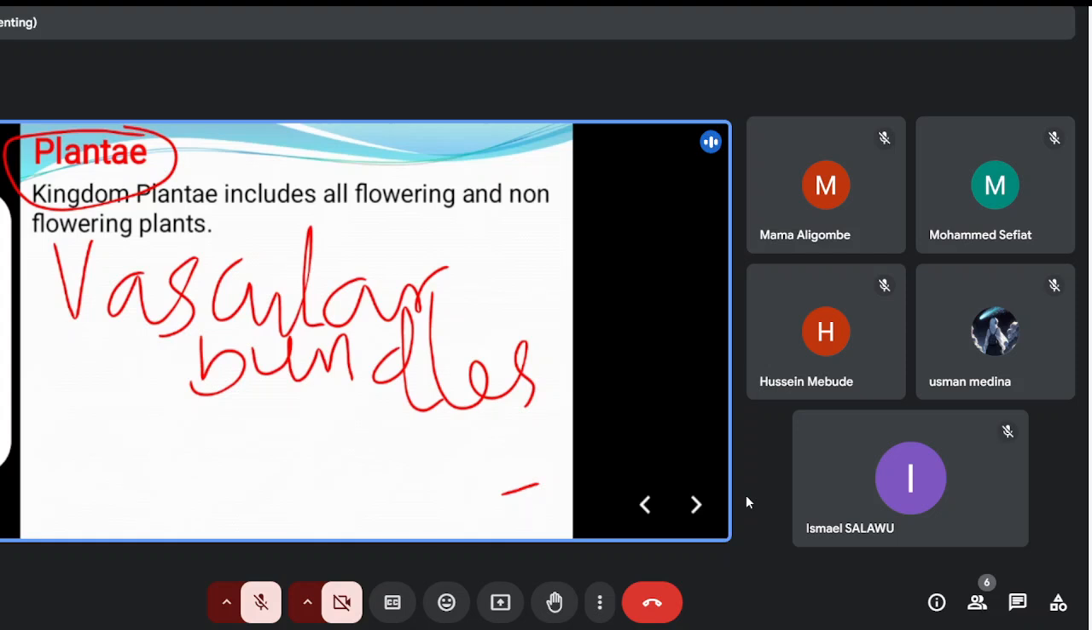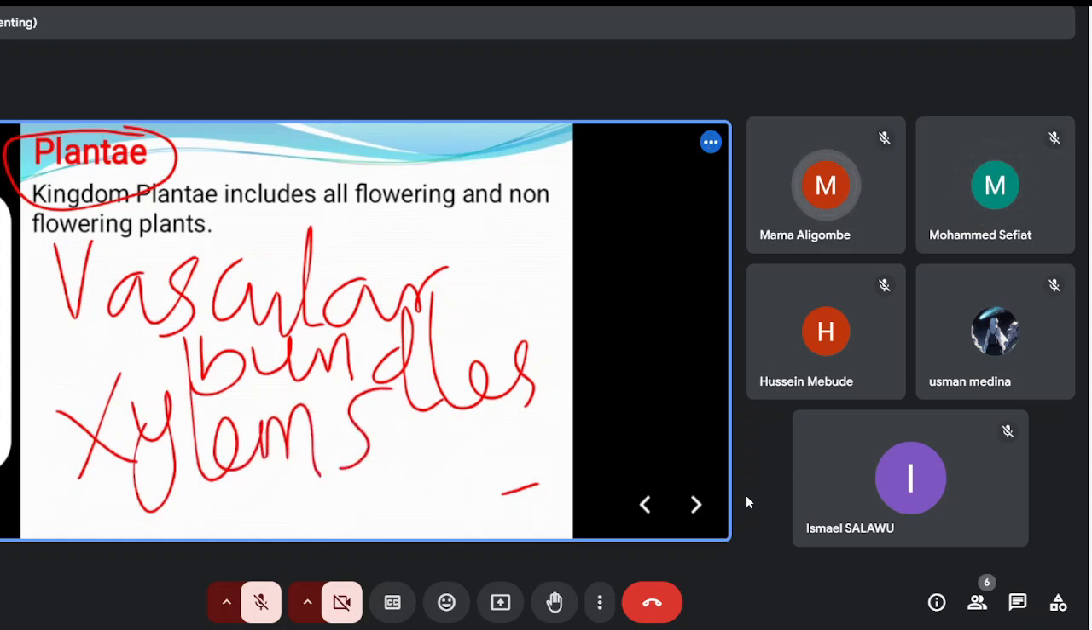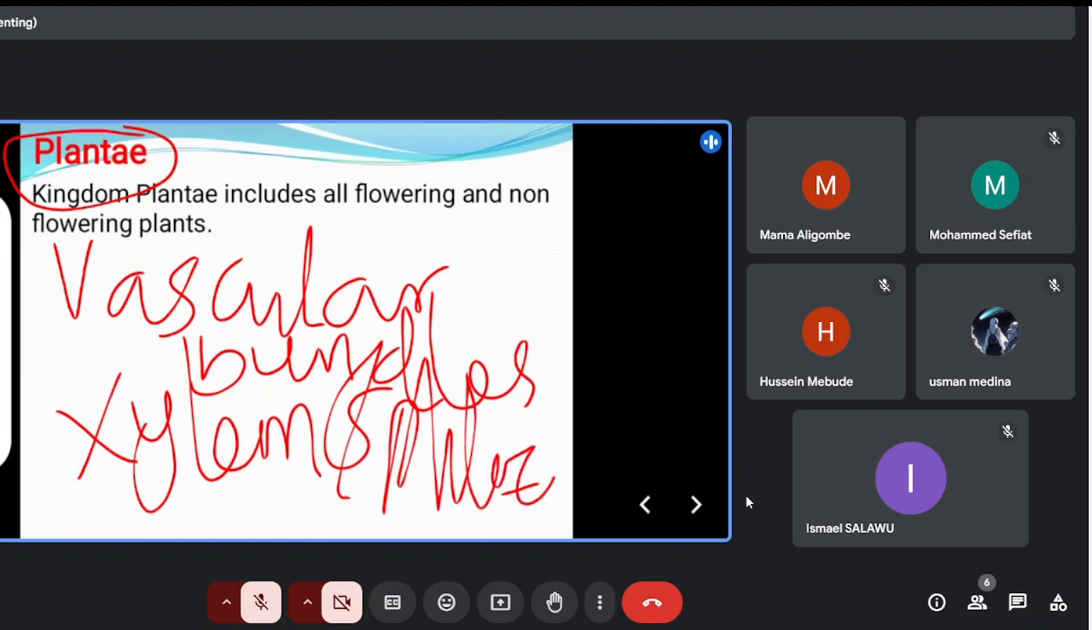Those are vascular bundles, and they include what? The xylem and the phloem. Yes. Can you remember that you've heard of them now? So xylem and the phloem. So the major group of plants, the major division that have those tissues, are the pteridophytes and the spermatophytes, and that is why they are classified as a super division of what?